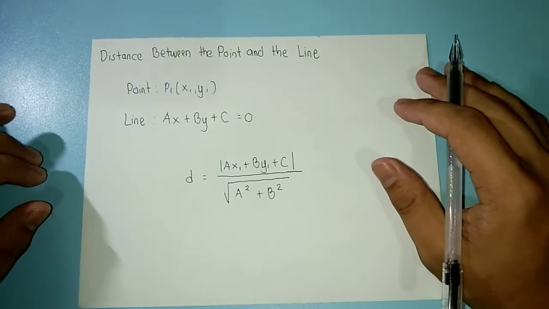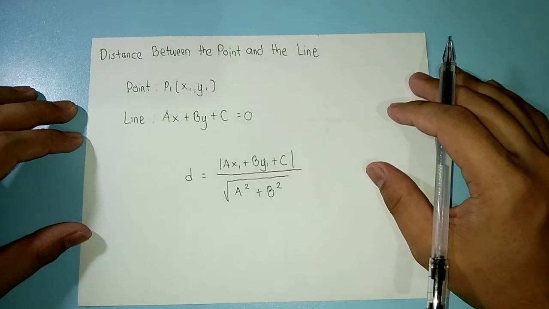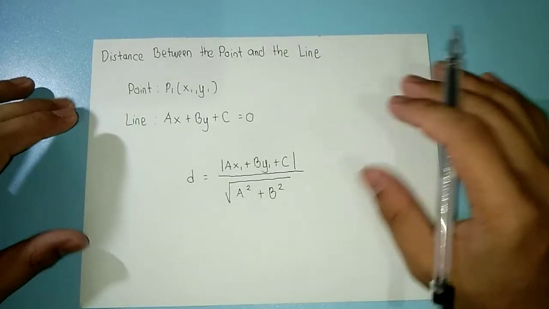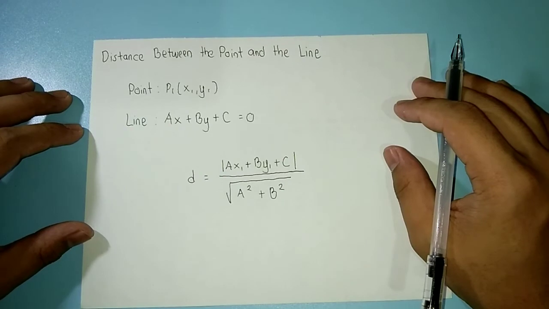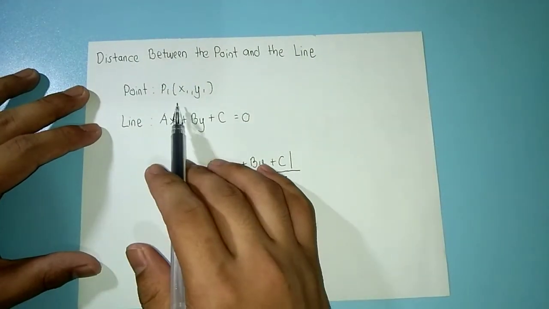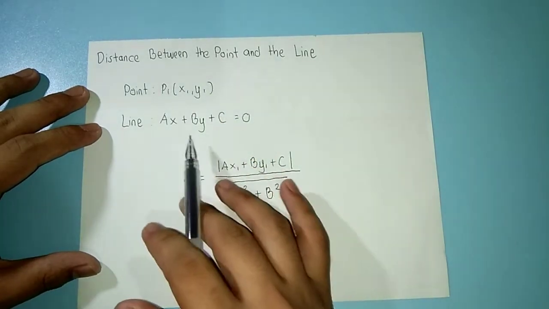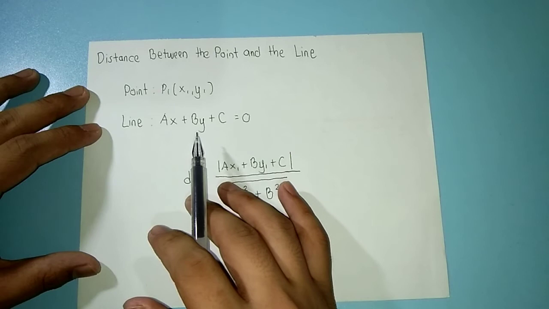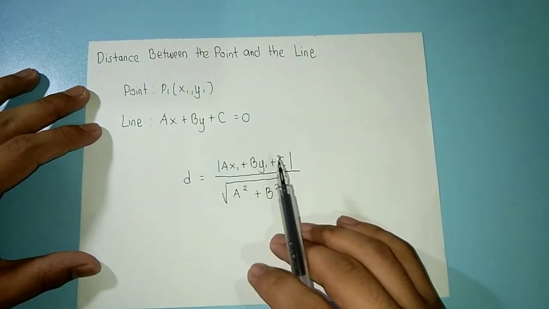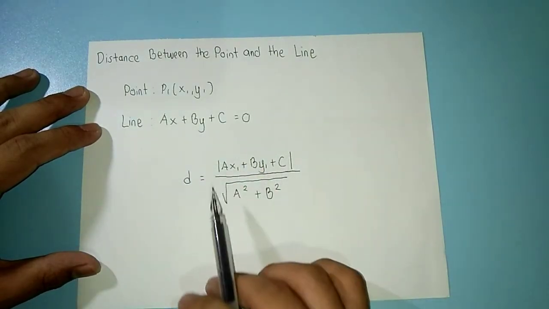In this video, we're going to discuss the distance between a point and a line and the distance between two parallel lines. So dito muna tayo sa distance ng point and line, shortest distance. So for example, meron tayong point, let's say P sub 1, x sub 1, y sub 1, and line, ito yung general equation niya, ax plus by plus c is equal to 0. Then yung formula natin to compute for the shortest distance between the point and the line ay ito.